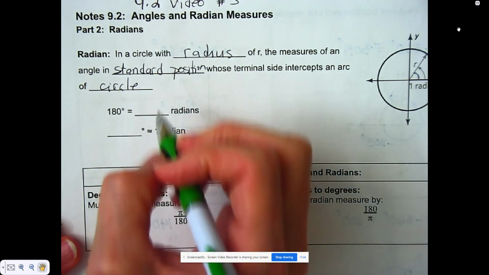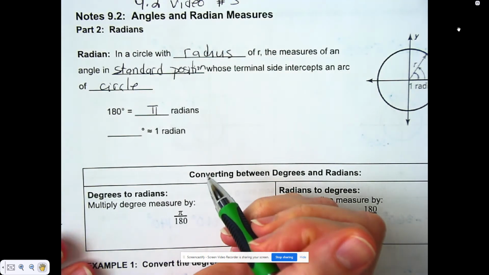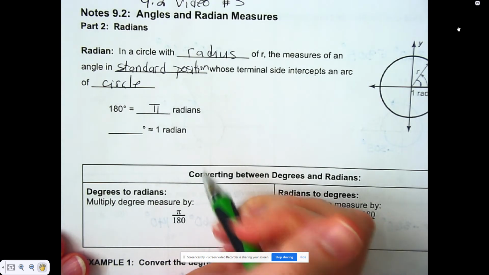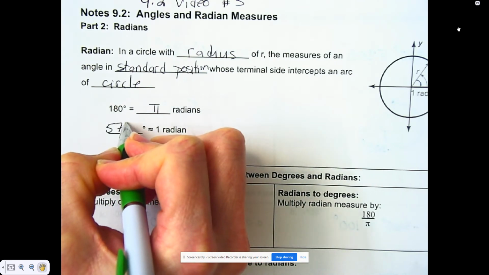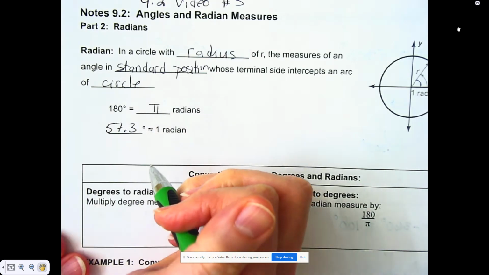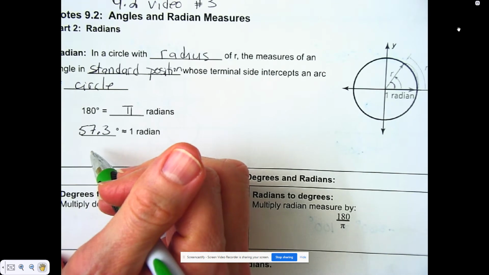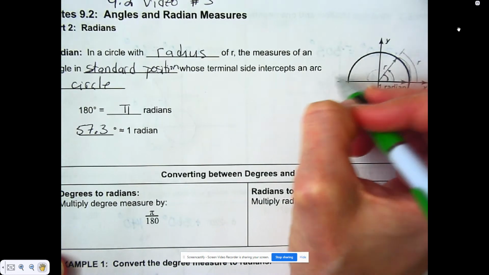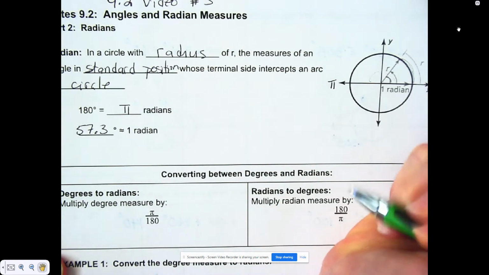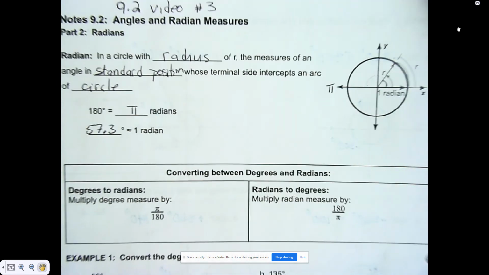It works out pretty nicely that 180 degrees equals pi radians. Just another reason why pi is such a special number. 1 radian is approximately 57.3 degrees. So that diagram I showed you where it was 1 radian was approximately 57 degrees. But halfway around a circle is 180 degrees, that's pi radians. I know this is weird the first time you see it, but I promise you the more we work with this, the better you will get.